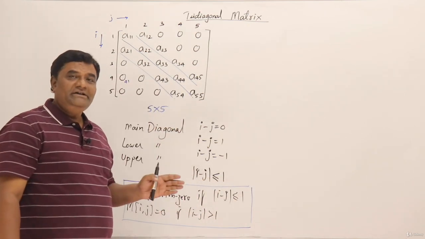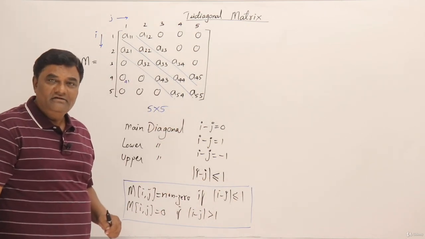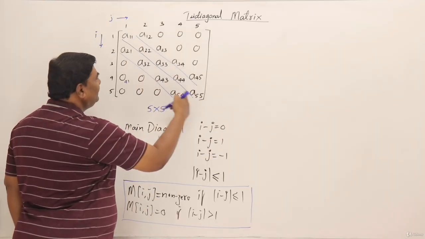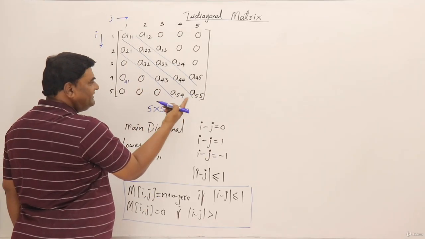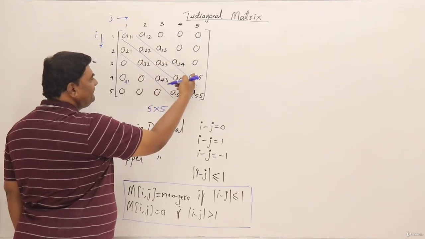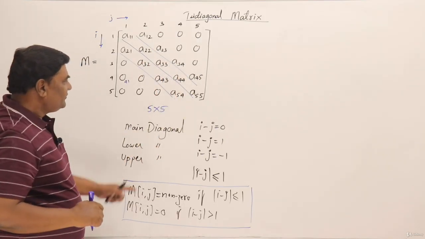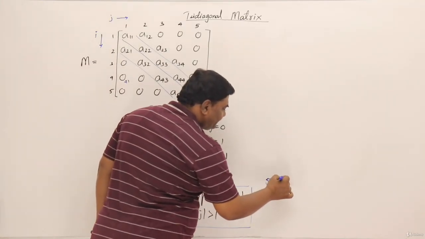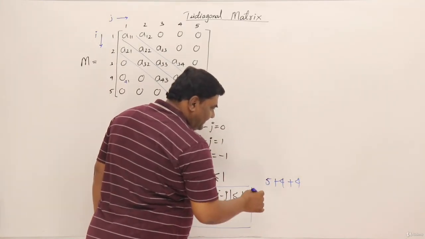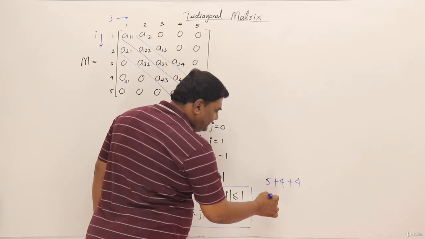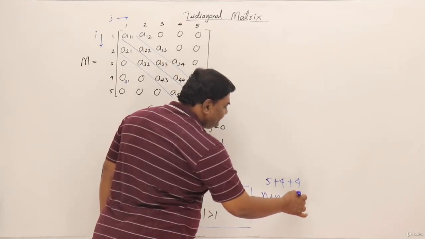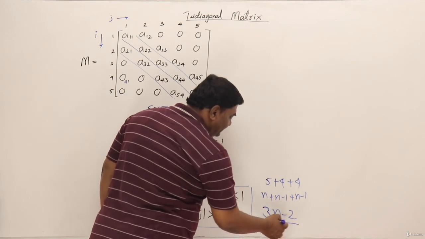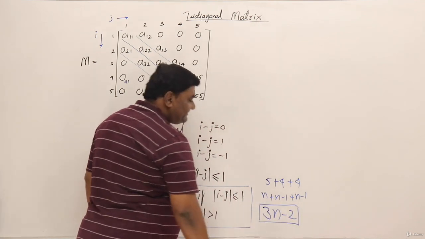Then in total, how many non-zero elements are there? See, 5 elements here, and 1, 2, 3, 4, which is 1 less than 5, and again 1, 2, 3, 4, 1 less than 5. So 5 plus 4 plus 4 elements. In terms of n, this is n plus n minus 1 plus n minus 1. So there are 3n minus 2 non-zero elements.